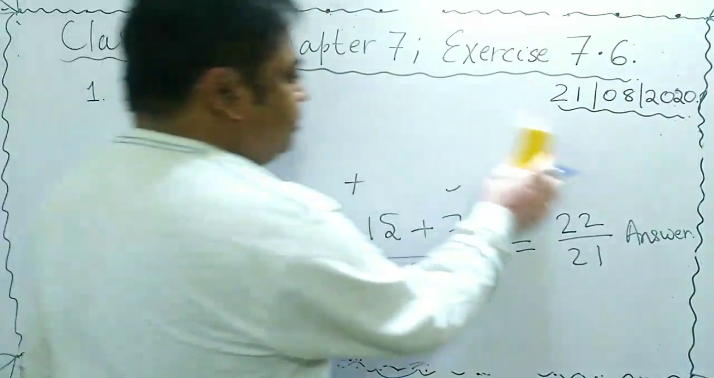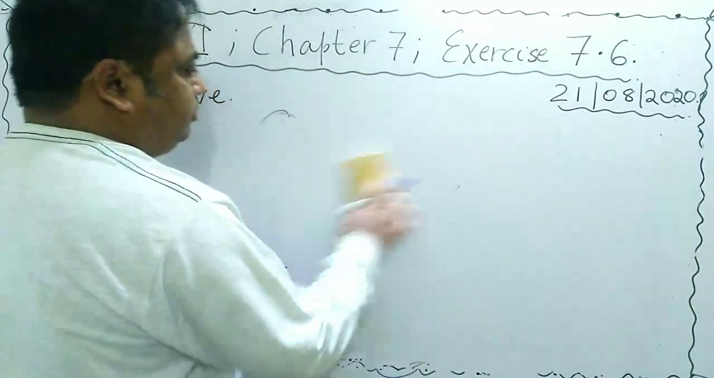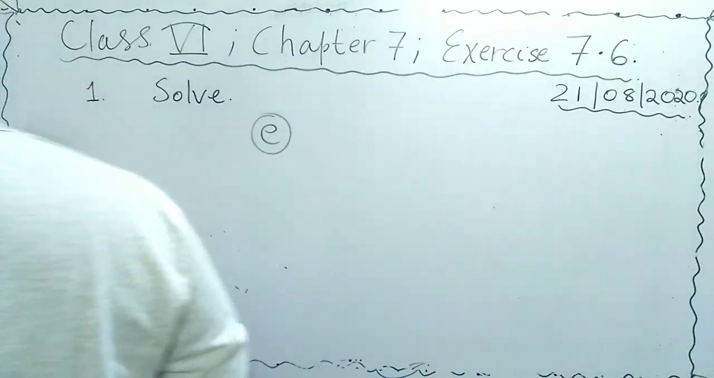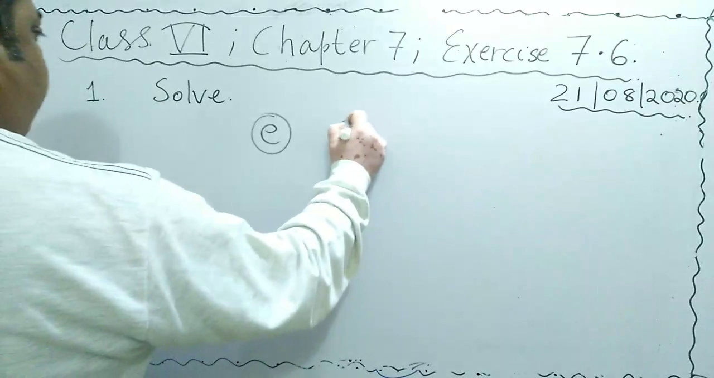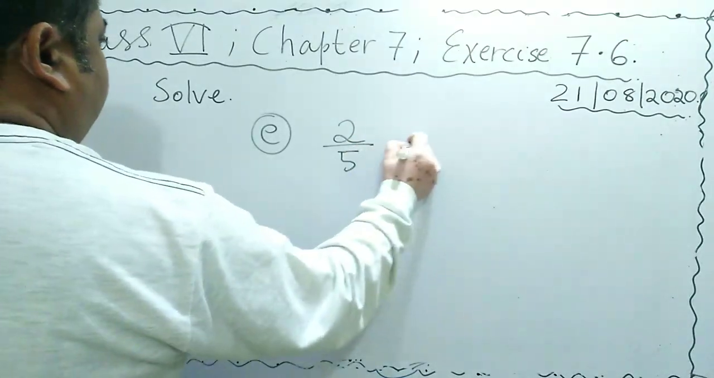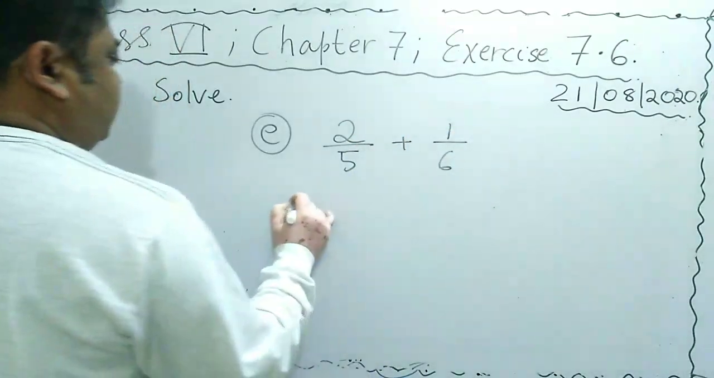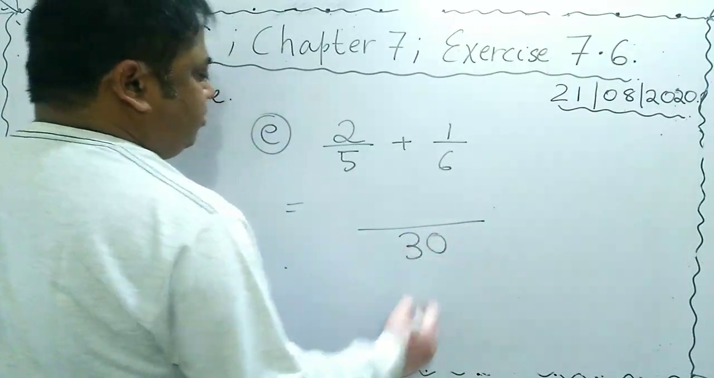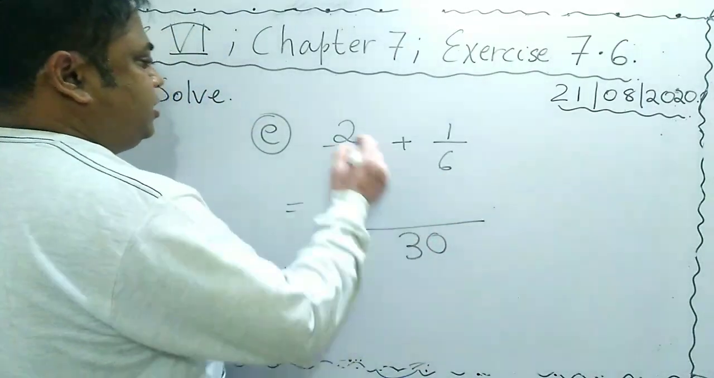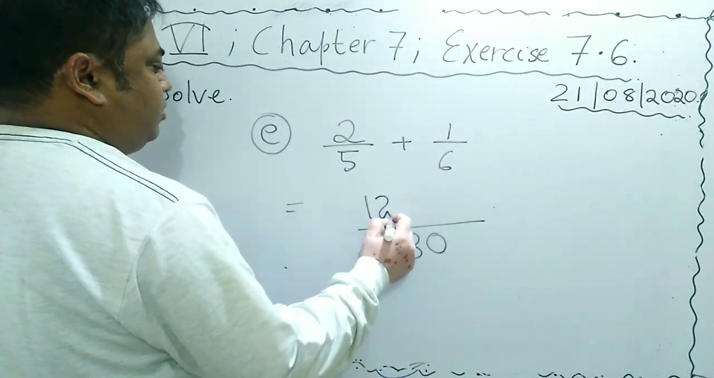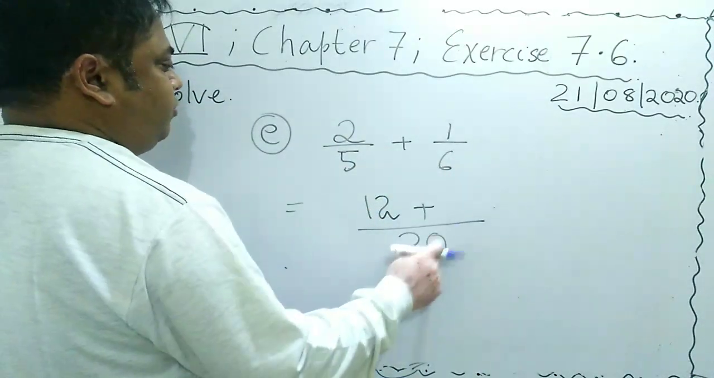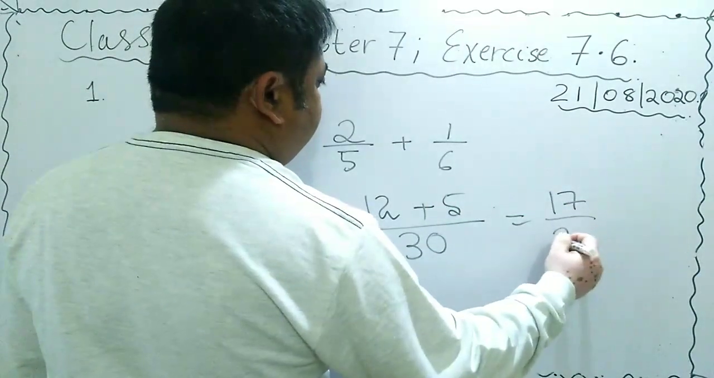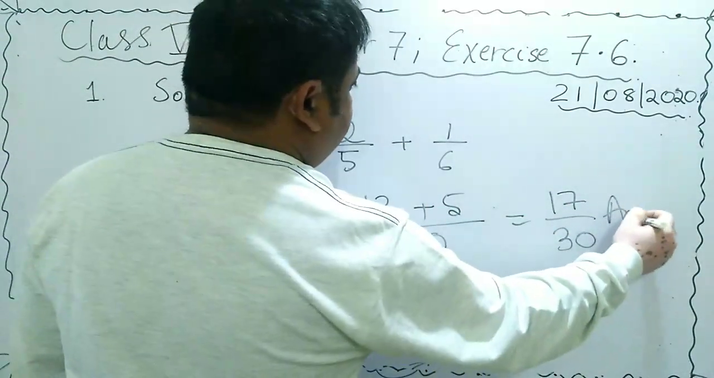Now we'll do question number E. 2 by 5 plus 1 by 6. LCM will be equal to 30. 5 6s are 30, 6 2s are 12. 6 5s are 30, 5 1s are 5. Will be equal to 17 by 30. Answer.